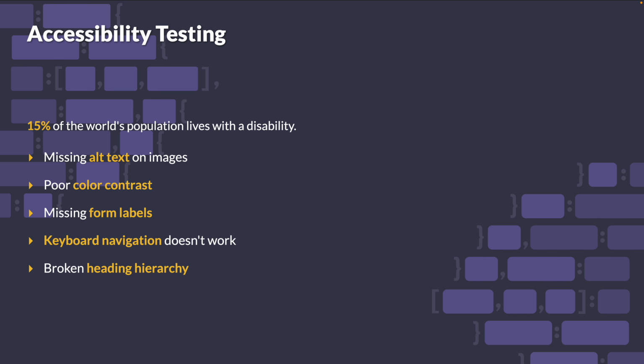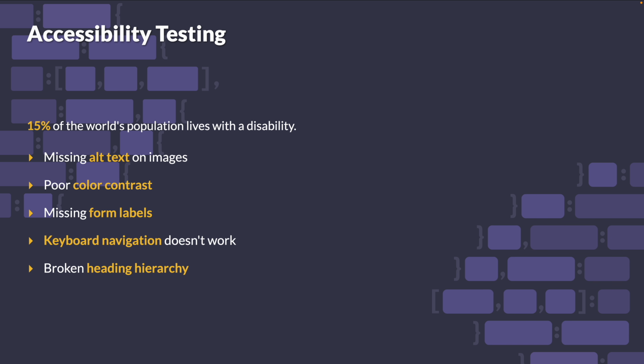Now let's talk about accessibility testing. There's a lot of people in the world that live with some sort of disability. If your website isn't accessible, you're excluding a huge number of potential users. And in many countries, accessibility is actually the law. The good news is that Playwright makes basic accessibility testing straightforward.